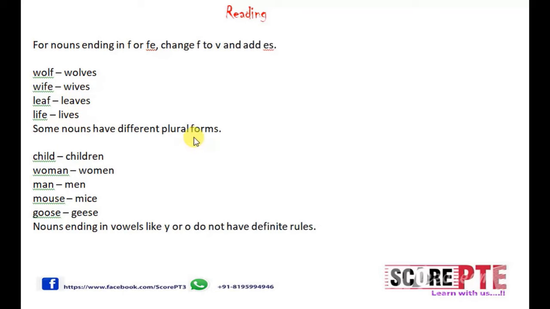Some nouns have different plural forms, like child, woman, man, mouse, goose. Child means a single child, and children means many children, not many childs. Woman is the single woman, and the plural of woman is women, more than one woman.